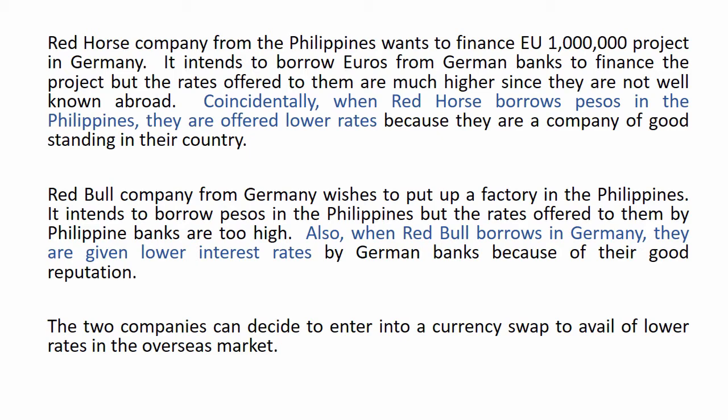Red Bull Company from Germany wishes to put up a factory in the Philippines. It intends to borrow pesos in the Philippines, but the rates offered to them by Philippine banks are too high. Also, when Red Bull borrows in Germany, they are given lower interest rates by German banks because of their good reputation. Take note of the statements highlighted in blue because this is the advantage that both firms have, and they will trade this advantage in currency swaps. The two companies can decide to enter into a currency swap to avail of lower rates in the overseas market.